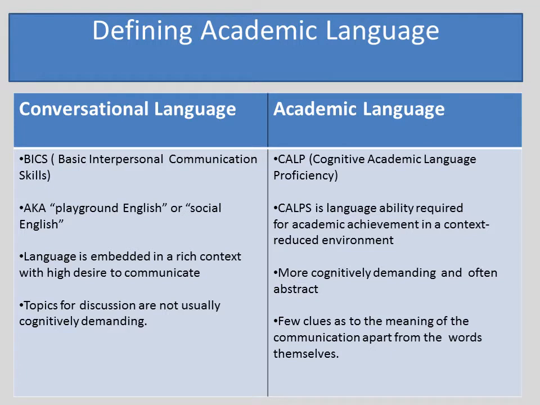Okay, so as we begin to define academic language, we need to really compare it with another form of language we've mentioned previously called conversational language or social language. This conversational language we can call BICS, which means Basic Interpersonal Communication Skills. It's also known as Playground English or Social English.